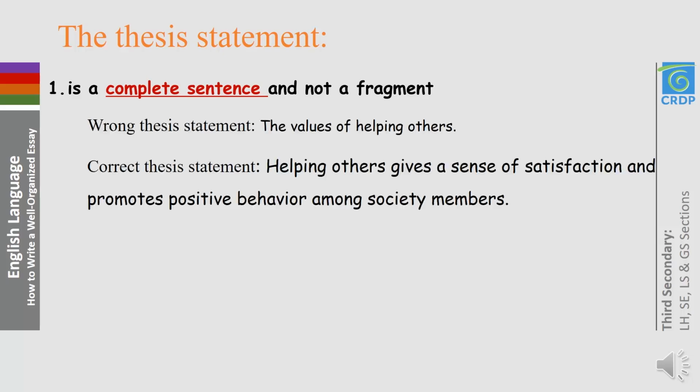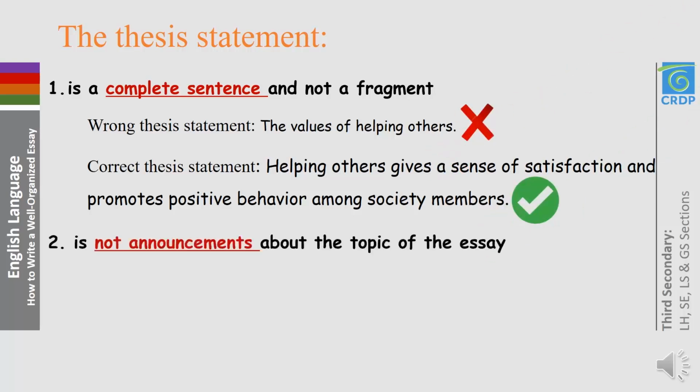When writing a good thesis statement, one should keep in mind not to commit the following mistakes. A thesis statement should be a complete sentence and not a fragment. It's wrong to say the values of helping others because it's an incomplete sentence. One should say helping others gives a sense of satisfaction and promotes positive behavior among society members.